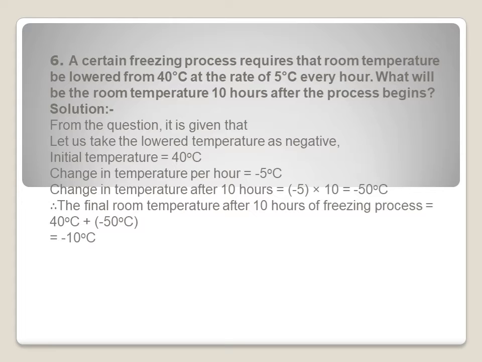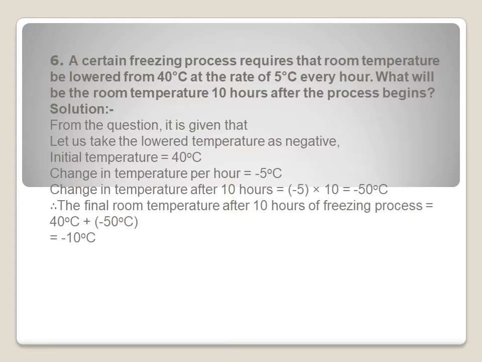Change in temperature after 10 hours. So after 10 hours, in 1 hour it is 5 degrees, so for 10 hours it should be multiplied, 5 into 10, which equals minus 50 degrees centigrade. So before, when the process started, the room temperature was 40 degrees. Now plus what is added, it should be minus 50 degrees. So what we have to find is the final room temperature after 10 hours of freezing process.